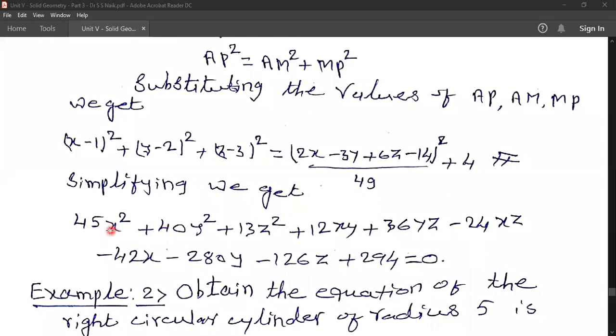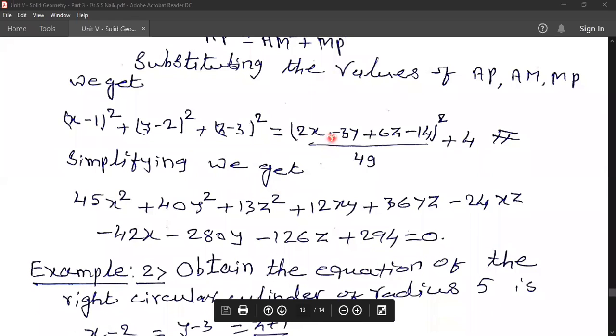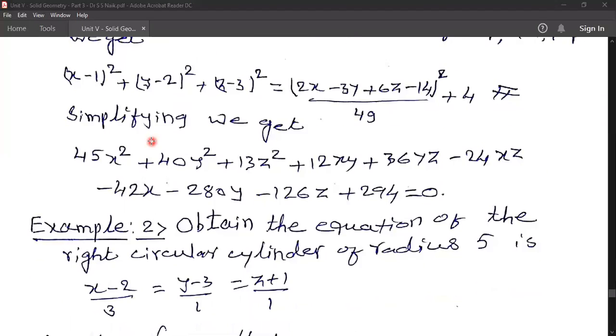Then go on simplifying. We get 45x square plus 40y square plus 13z square plus 12xy plus 36yz minus 24xz minus 42x minus 280y minus 126z minus 294 is equal to 0. So I told you, this is the formula for a plus b plus c plus d square, and you have to apply this formula. So this is straightforward: x minus a square, y minus 2 bracket square, and all this. You can simplify and get it.